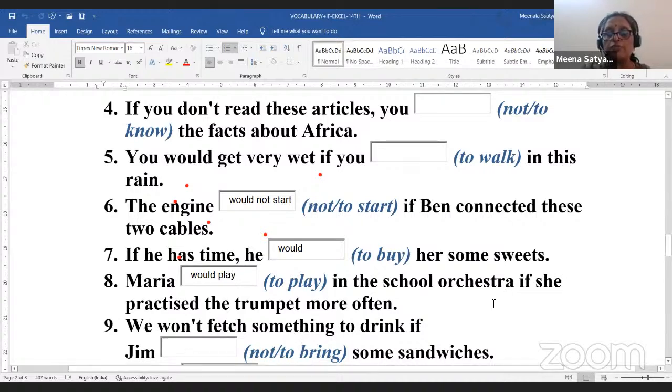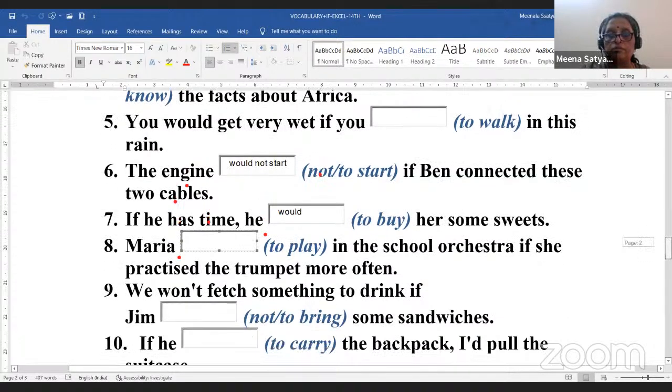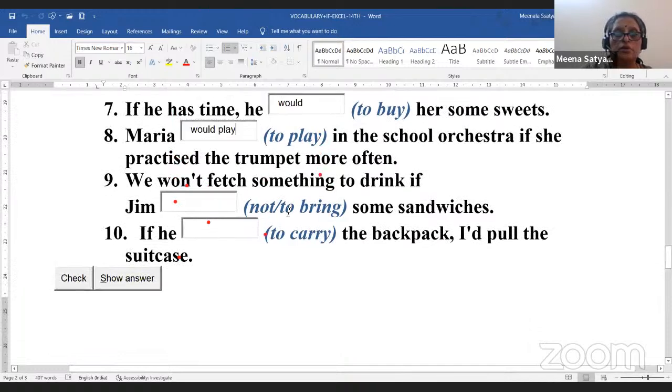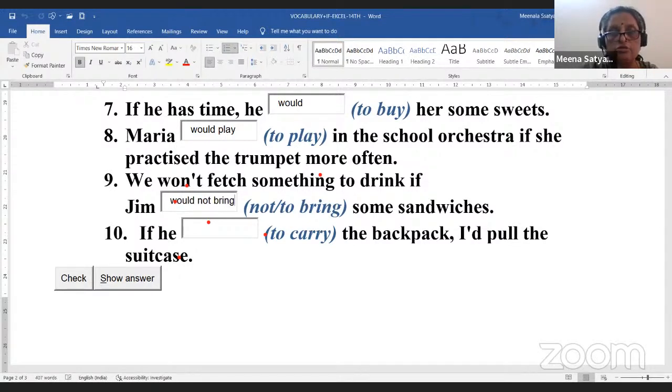We wouldn't fetch something to drink if Jim would not bring some sandwiches. If he would carry the backpack, I would pull the suitcase.